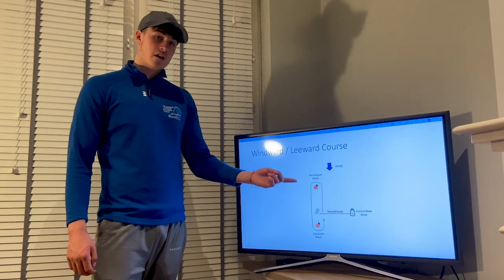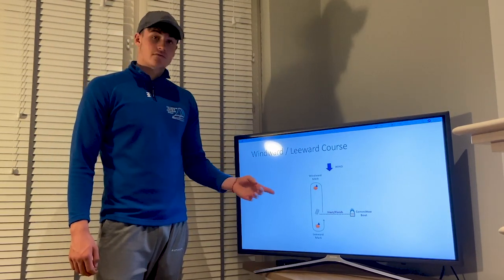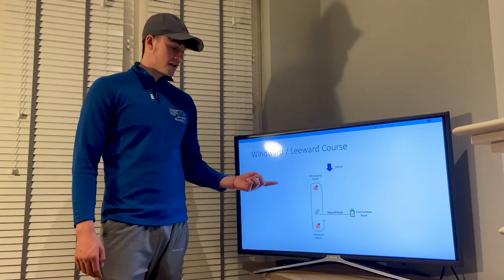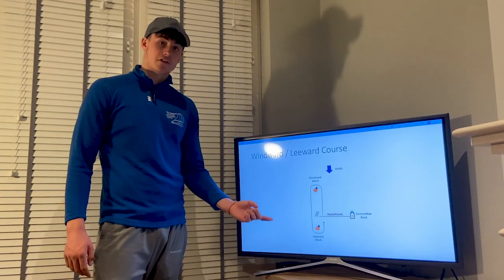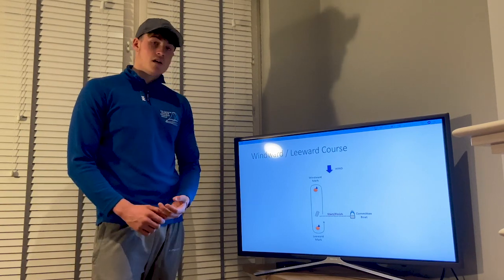You'll then have a windward mark, which is on the side of the course that's closest to the wind, and you'll have a leeward mark on the other side of the course. So leeward, furthest away from the wind, you'll have a mark there.